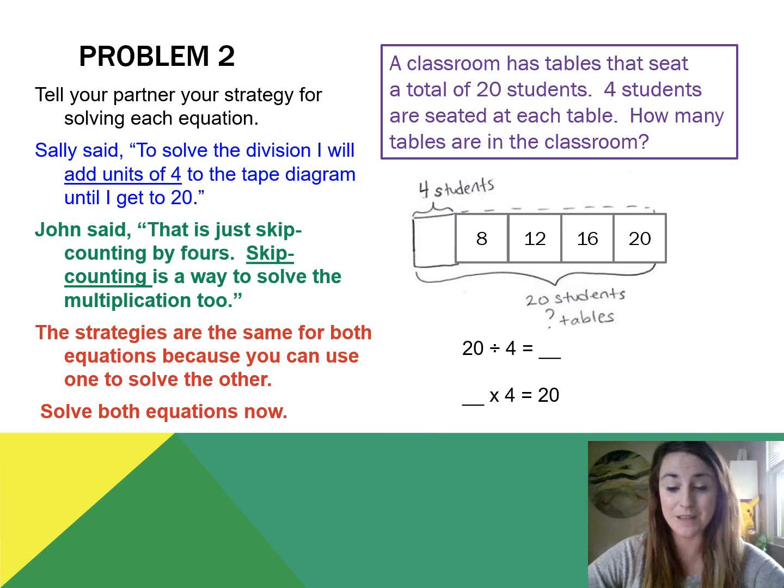I added skip counting into the tape diagram. 4, 8, 12, 16, 20. How many groups did that take? It took 5 groups, so I solved 2 equations with one move. 20 divided by 4 equals 5, and 5 times 4 equals 20.